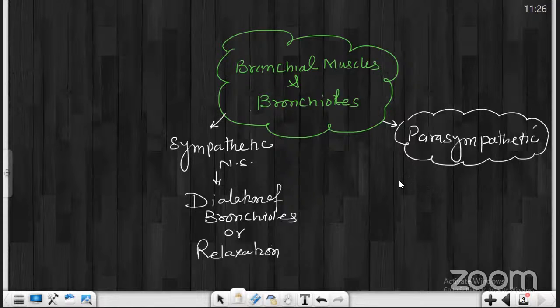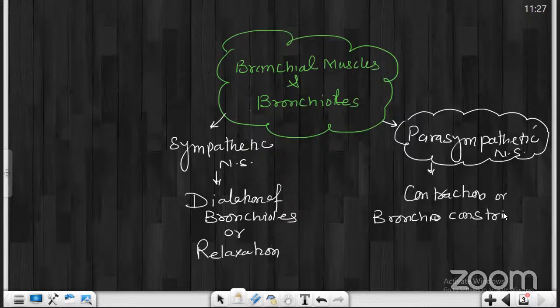So in case of parasympathetic one, it causes what? It causes just the opposite, that means contraction, or we can say bronchocontraction, bronchial constriction, right? Is this point clear? Yes, sir.